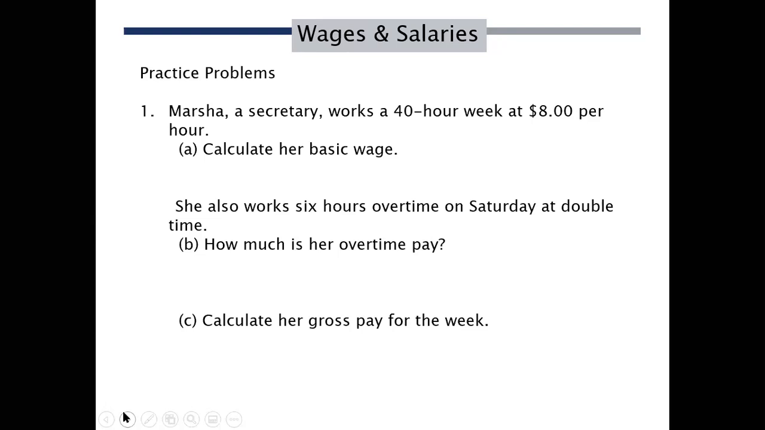So it says to me, Marcia, a secretary, works a 40-hour week at $8 per hour. Calculate her basic wage. Well, we can handle that. Her basic wage would have been 40 multiplied by $8. And that works out to be $320.